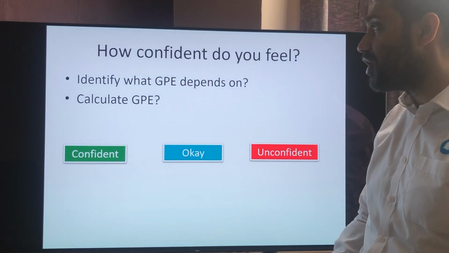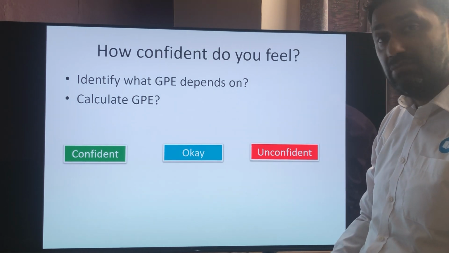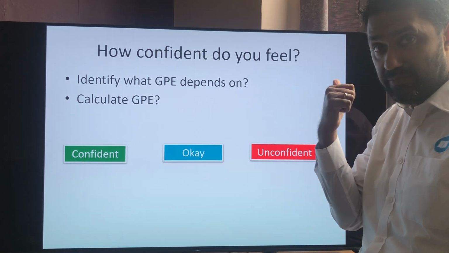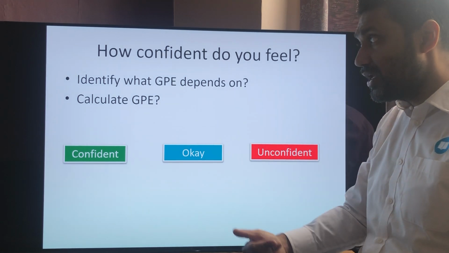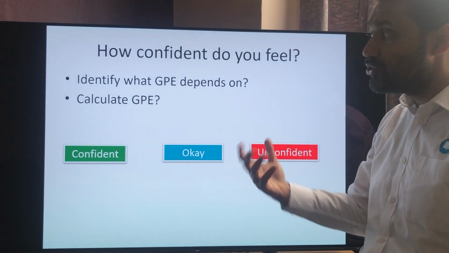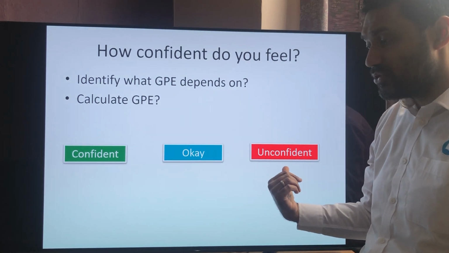How confident do you feel? Can you identify what GPE depends on? Well, it depends on the mass, the gravitational field strength, and the height. And can you calculate it? Can you do some calculations? Are you confident? Are you okay? Are you not very confident at all?